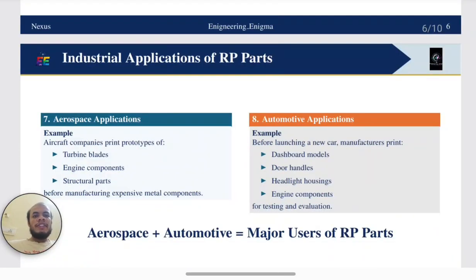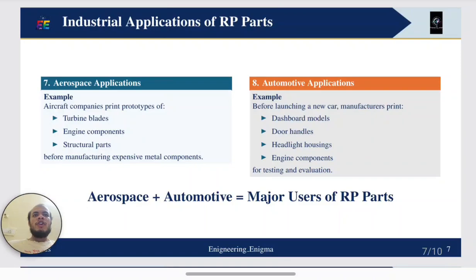So moving on to industrial applications. The first industry is aerospace. Aircraft components are extremely expensive. Manufacturing mistakes can cost millions of dollars. Therefore, aerospace companies first create RP parts, for example turbine blades, engine components, structural components. Testing prototypes before manufacturing reduces the risk significantly. That is the main thing of RP.